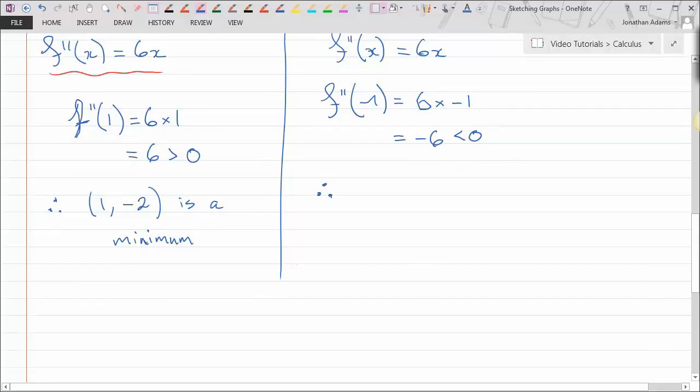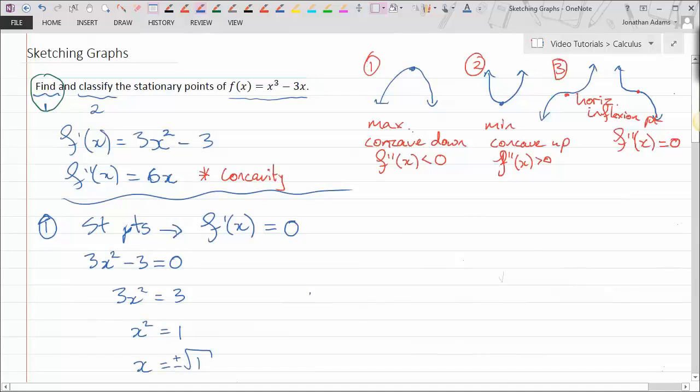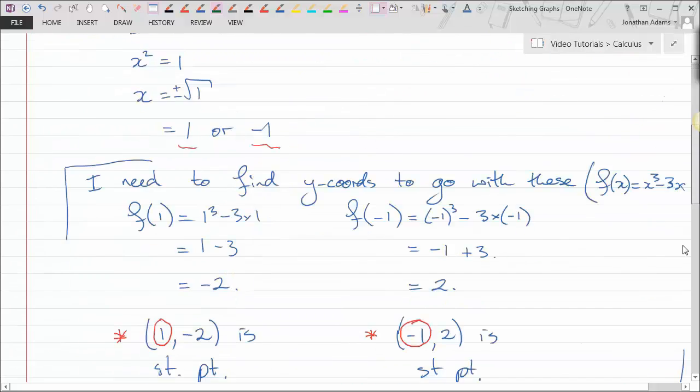So therefore, this point, negative 1, 2, is a maximum. And so now we have found and we have classified these stationary points. Now that's all that the question asked us to do.